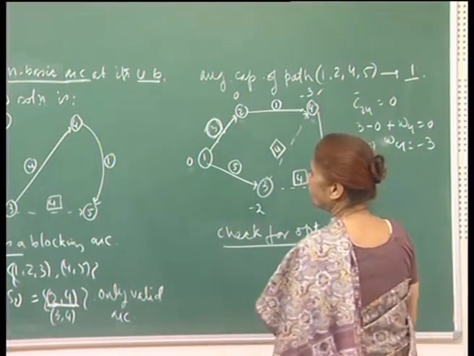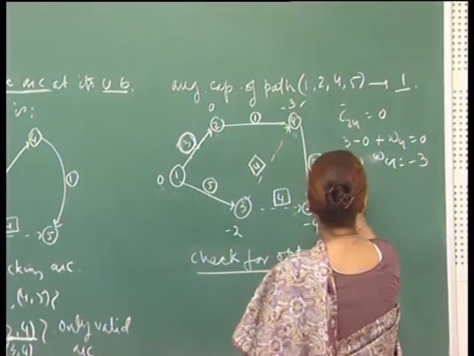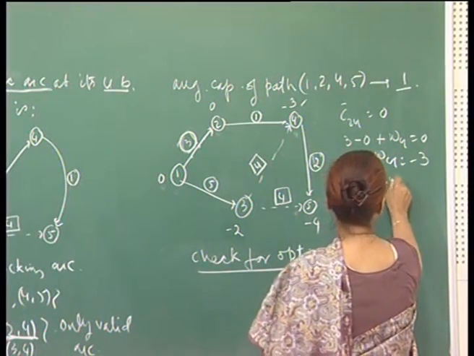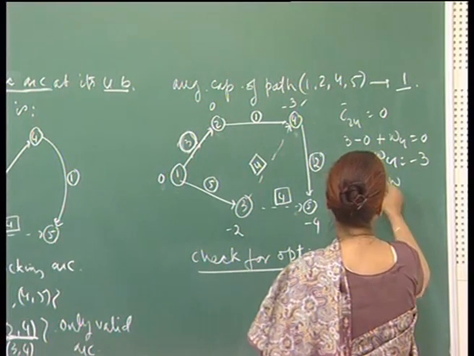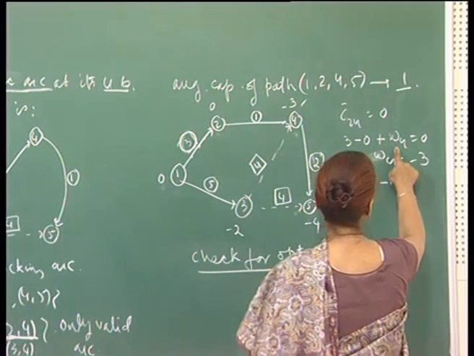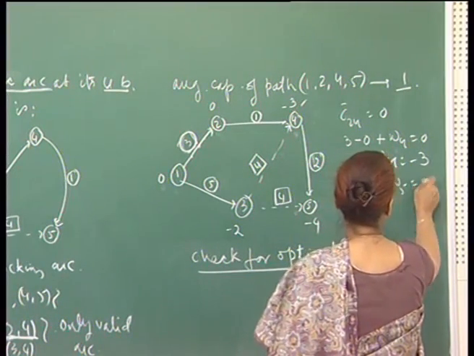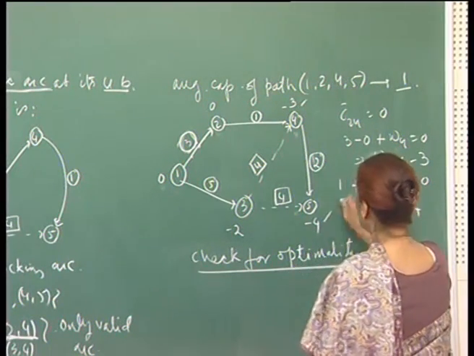Then for 4 5, what is the cost? For 4 5, the cost is 1. So, 1 plus 3 minus W 5. Oh, okay. Why am I writing 3 minus 0 plus W 4? This is minus plus, okay, plus W 5 is 0, which implies that W 5 is minus 4. So, this is it, right.